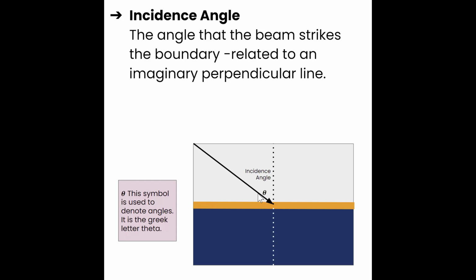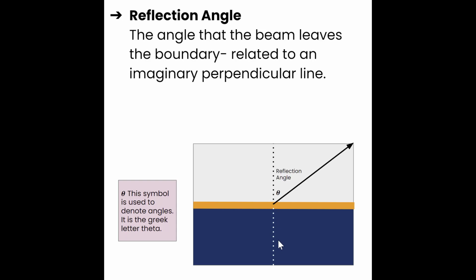You might notice this little symbol here. This is called theta. This is the symbol that typically is used to denote an angle. So again, we have the sound beam coming in. This is the incidence, how it's striking that boundary. The incidence angle then is that beam compared to this imaginary perpendicular line.